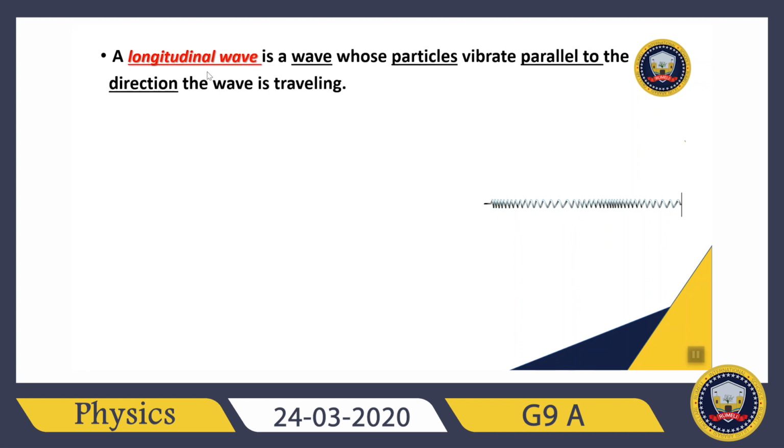So the longitudinal wave is the wave whose particles vibrate parallel to the direction the wave is traveling. When the two directions are parallel to each other, not perpendicular like the other one, this wave is called a longitudinal wave. And as you see, there are some regions where the spring is compressed, and other regions where the spring is stretched. Here is compressed, here is stretched, and so on.